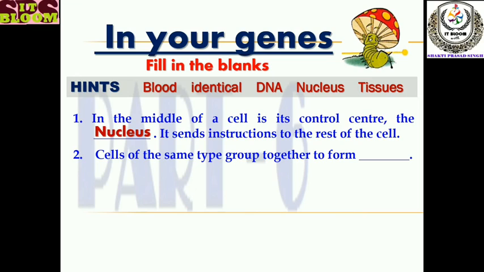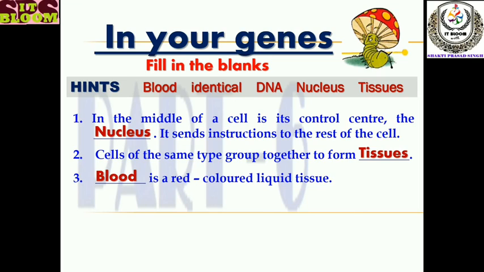Second question is, cells of the same type group together to form what? A similar group of cells is called tissue. Now third question is, dash is a red colored liquid tissue. Yes, that is blood. Answer is blood. The fourth question is, dash is stored in the cell nucleus.